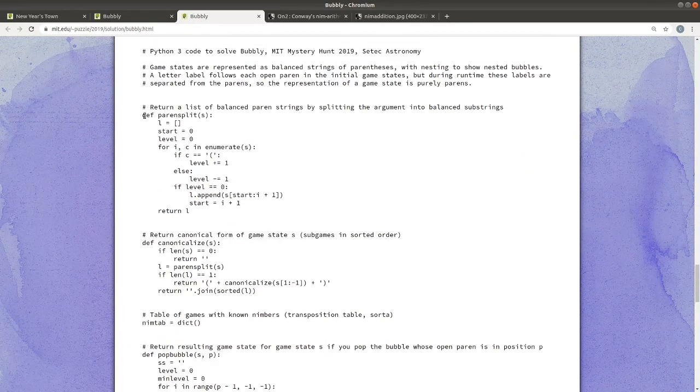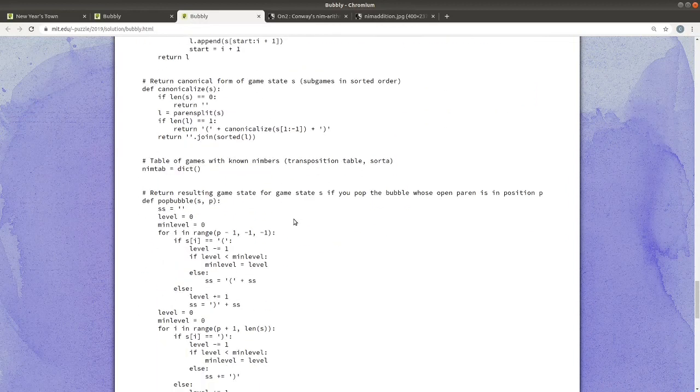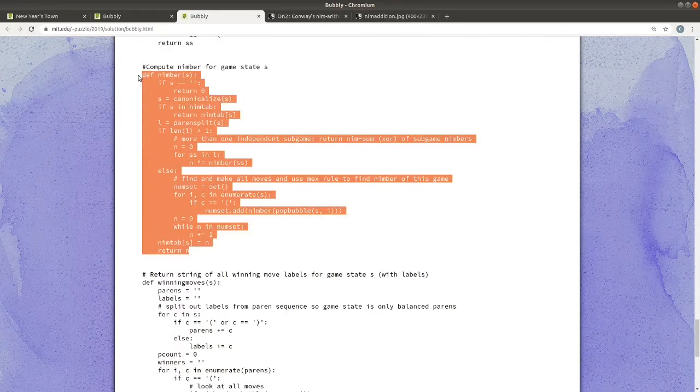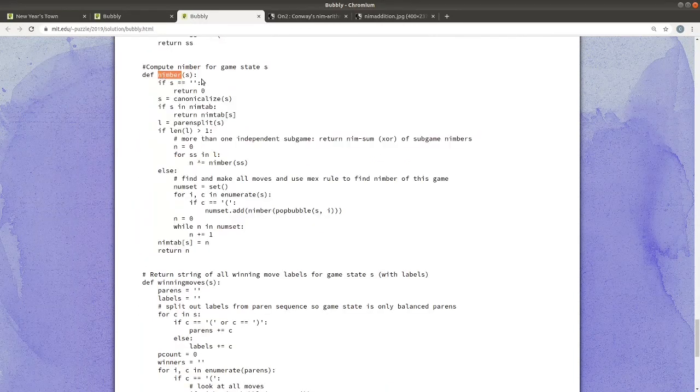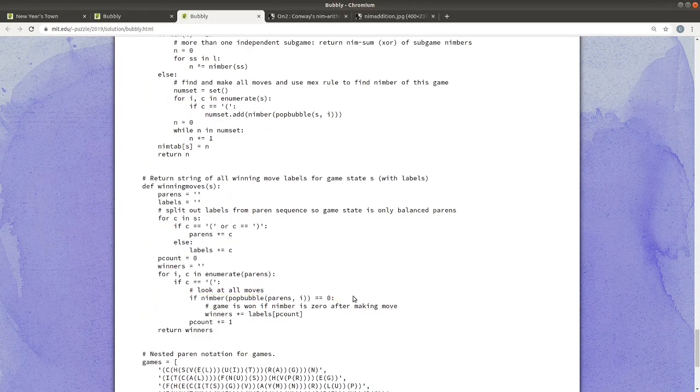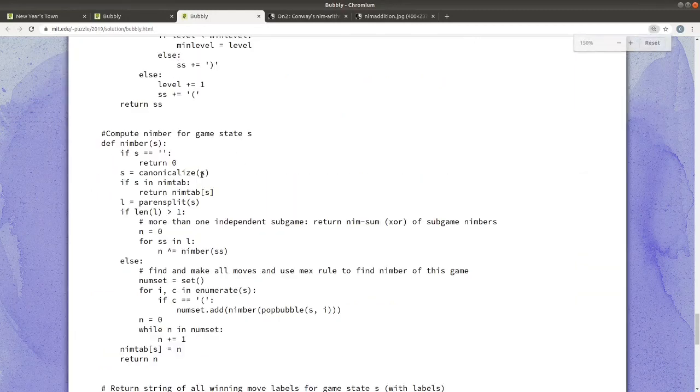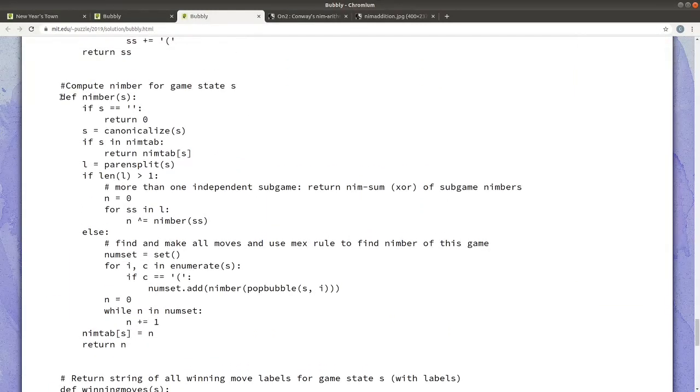A lot of this program looks very similar to the one we wrote earlier. But before, when we were just using good states and bad states, they're actually computing the nimber. And then they compare the nimber to 0 to see whether it's a good state or a bad state. All right, so let's take a look at how they do it.